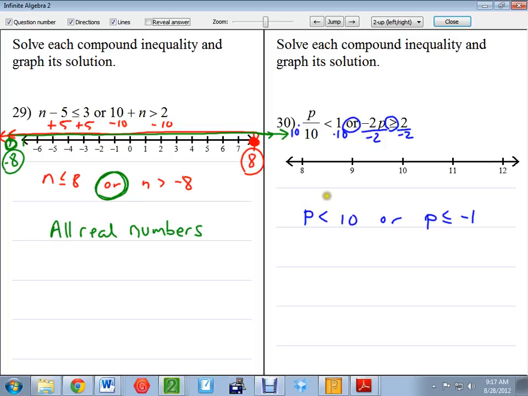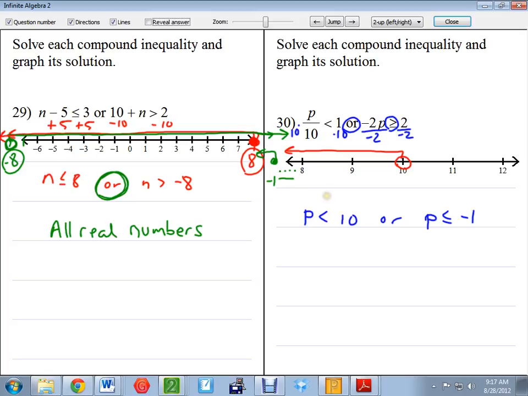The reason why it's not quite right is because if I go ahead and graph the p is less than 10, that is everything from 10 going that direction, right? Not including 10 because it is a simple less than sign. Now, negative 1 is way back here already. If we sort of do a little ellipsis, dot, dot, dot, here's negative 1. Less than or equal to that is still going that direction.